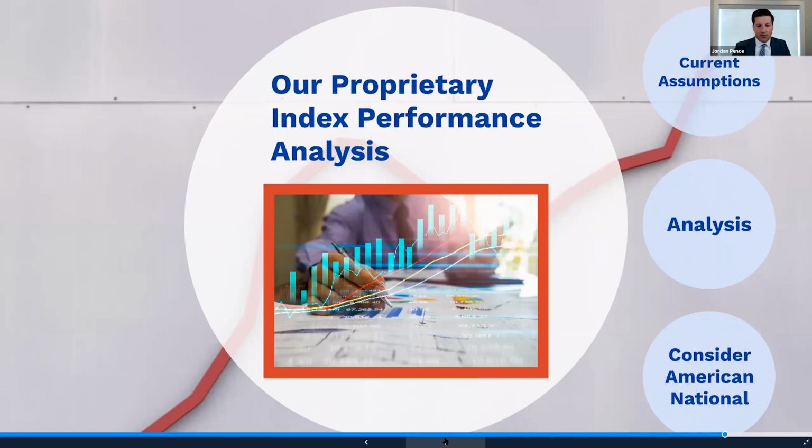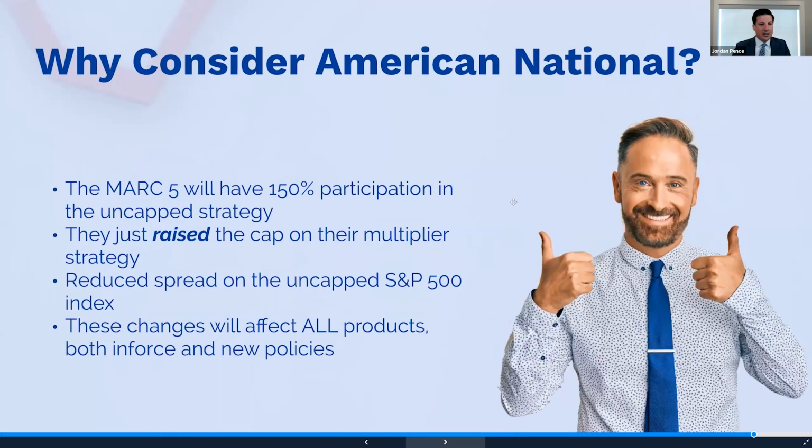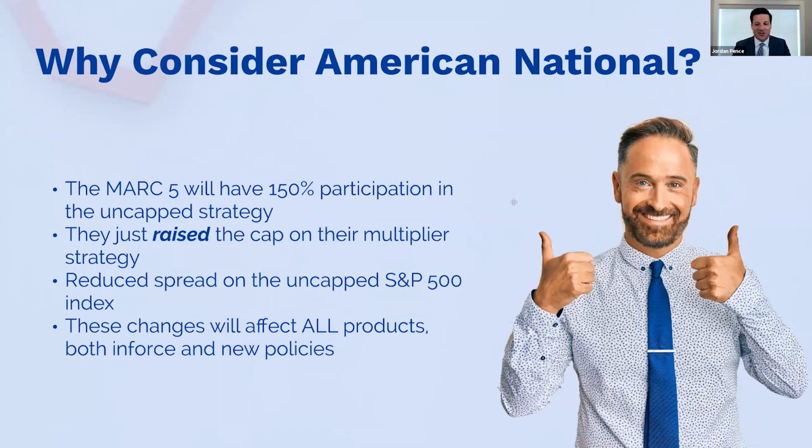And so finally, I wanted to just bring in why, this goofy guy here, but why consider American National for this type of product? We use American National in their IULs quite frequently. And one of the reasons is obviously this Mark V, this is a new strategy, 150% participation, no cap, pretty strong. But here's something that I think is extremely interesting.